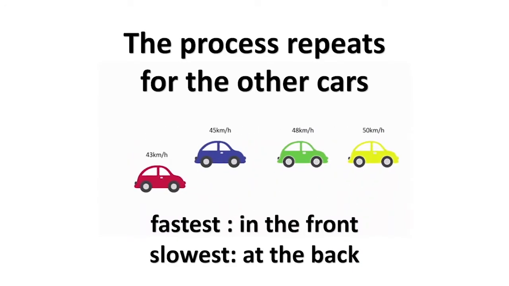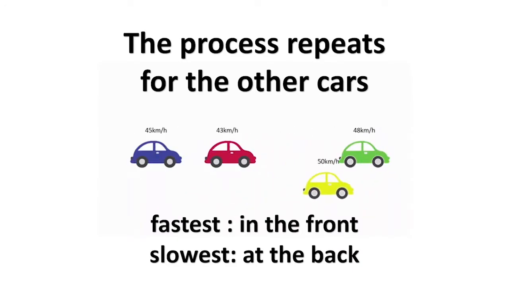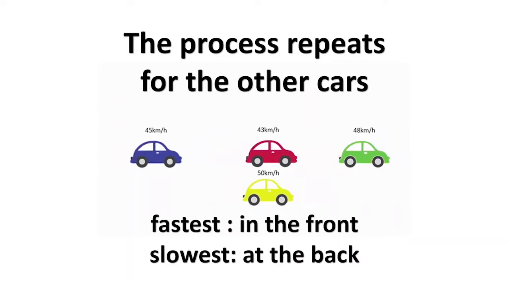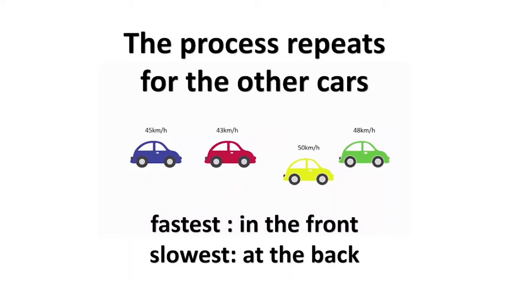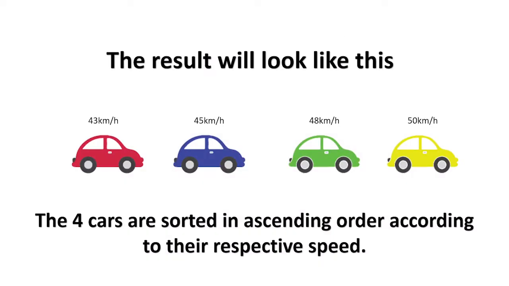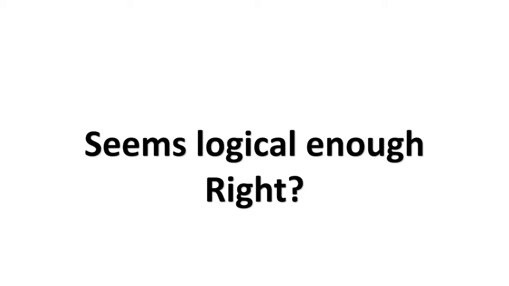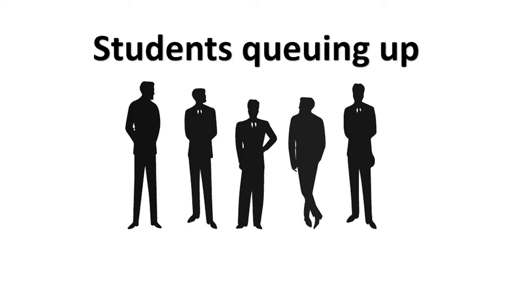The process repeats for the other cars until eventually the fastest car ends up at the front and the slowest car ends up at the back. As a result, the 4 cars are sorted in ascending order according to their respective speeds. Seems logical enough, right? Let's move on to the second example.